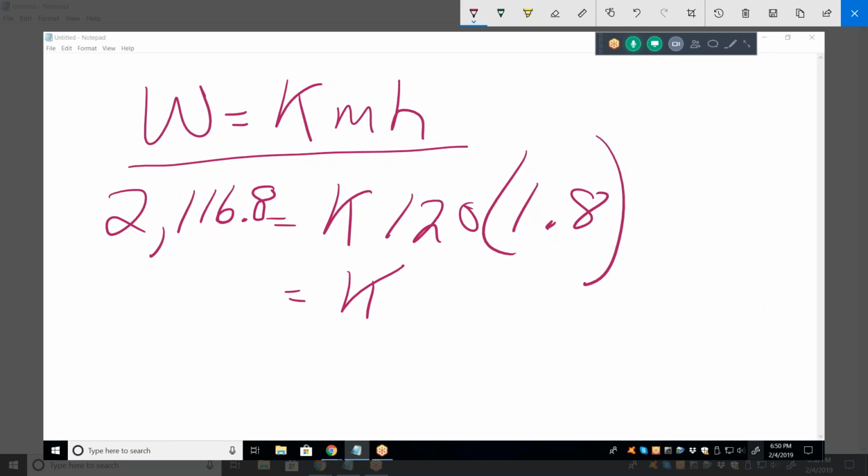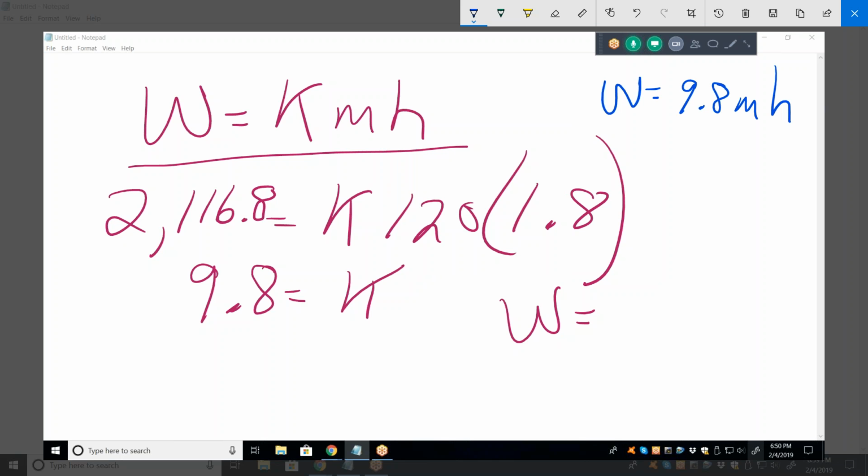I got 9.8. Good. So what is the specific equation for this? Well, let's write that in blue. Is it W equals 9.8 mH? Yep. In other words, same exact process it always will be. They're going to give you three variables, and that allows you to calculate K. Okay, which we did. And that gives us the specific.